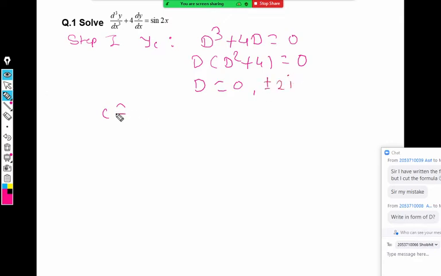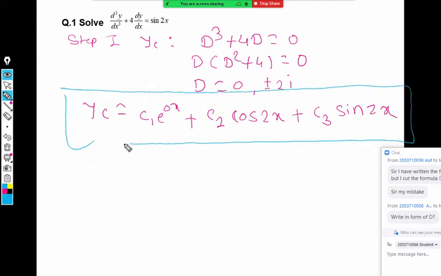So YC will be C1 e raised to 0x, then e to the power 0x, alpha, no need to write that, it is 0. So C1 cos 2x plus C2 sin 2x. So that is about YC. Getting YC is the same throughout the topic. Complementary solution, yes, it's the same.